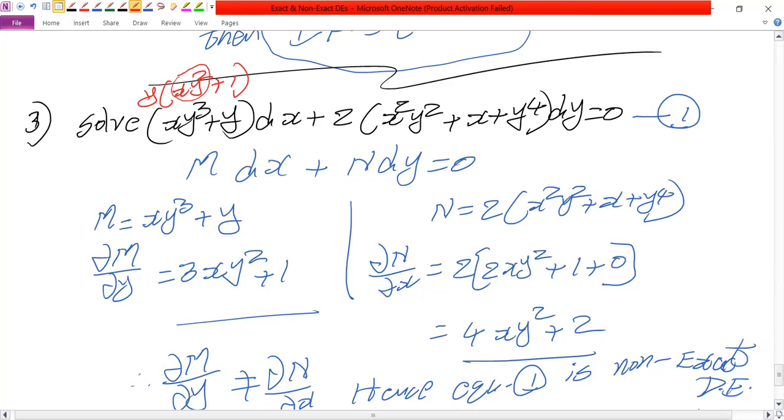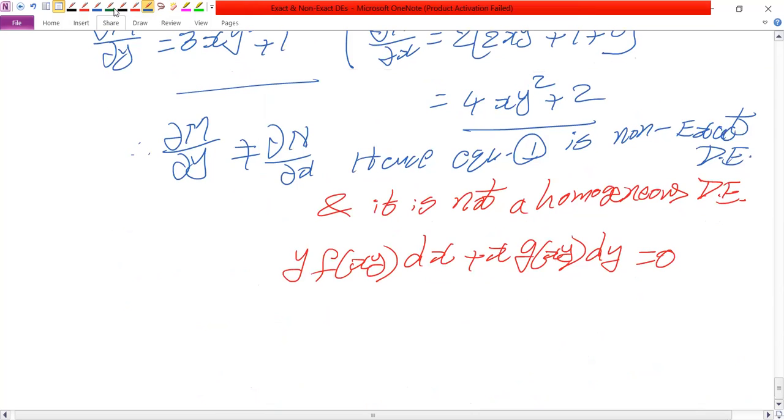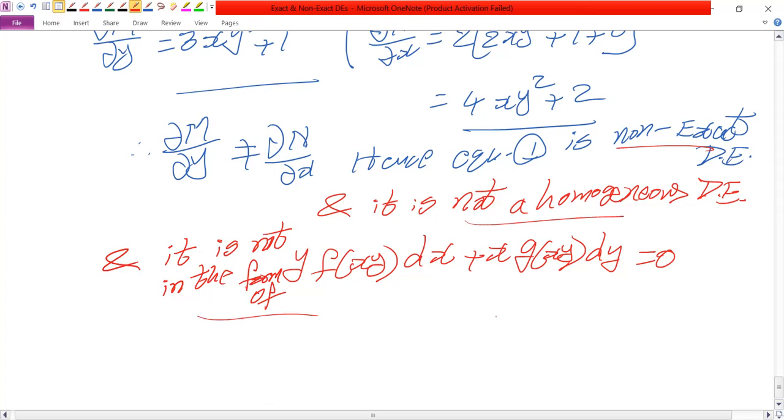So this does not come into that form, so I am going to mention this as: it is not in the form of y into f of xy into dx plus x into g of xy into dy equals 0. We have said it is not in this form. Since it is not in this form either, type 2 does not exist, nor type 3 or type 4. So three conditions are satisfied: non-exact, not homogeneous, not in the form of type 2.